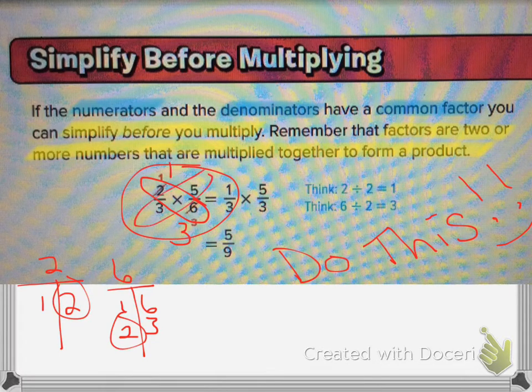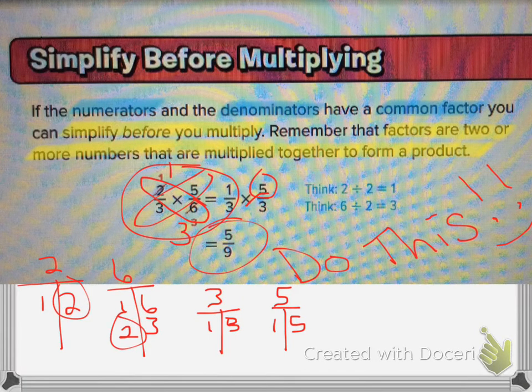If we look at 3 and 5, the only number that they have in common is 1. And there's nothing you can do with ones. Okay? So they cannot be simplified. So now we're just going to multiply straight across. 1 times 5 gave me 5. 3 times 3. Okay, be careful there. Gives me 9. So our answer becomes 5/9.